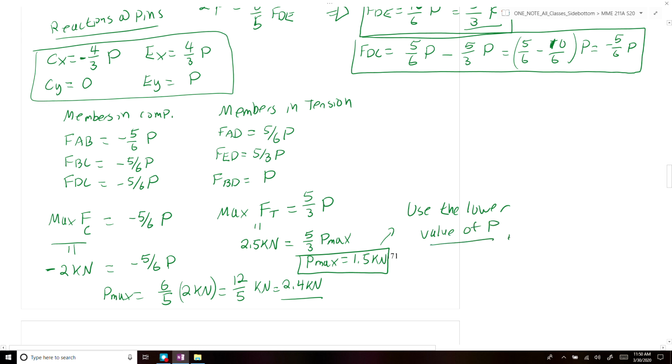So that concludes this example problem of how you use the method of joints to solve for all the forces within the truss, and then determine the maximum allowable applied force based on the capacity of the members.